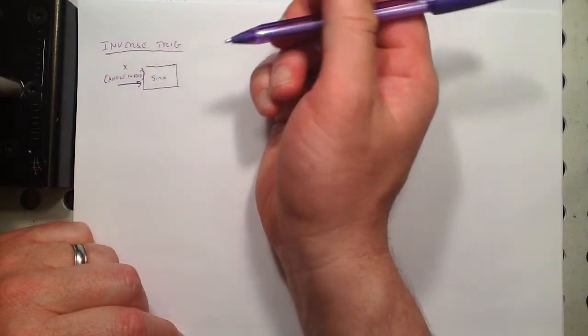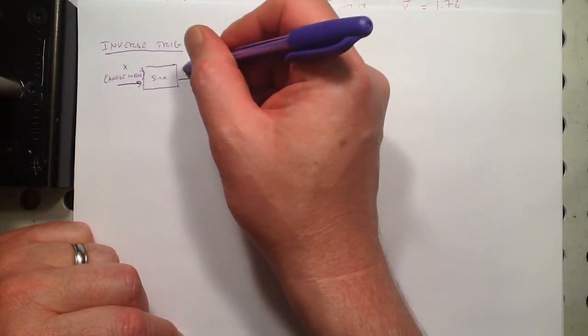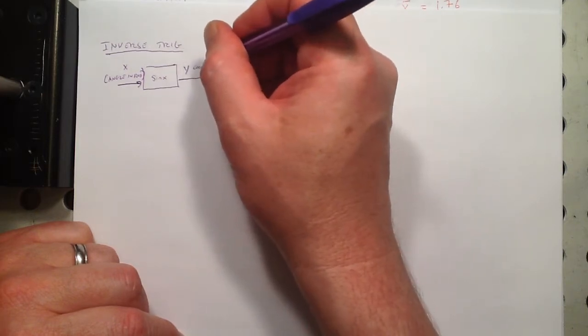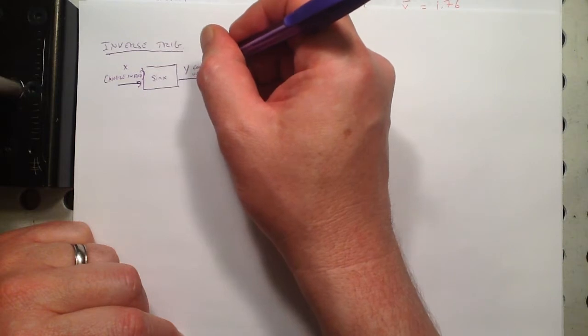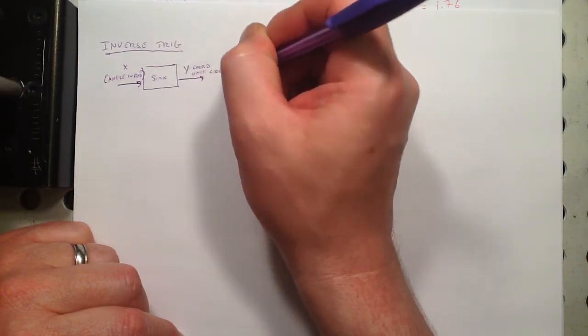Right? That's what the sine function assumes that number is. And then it pops out the other side, the y coordinate from the unit circle. Right? That's what the sine function does.